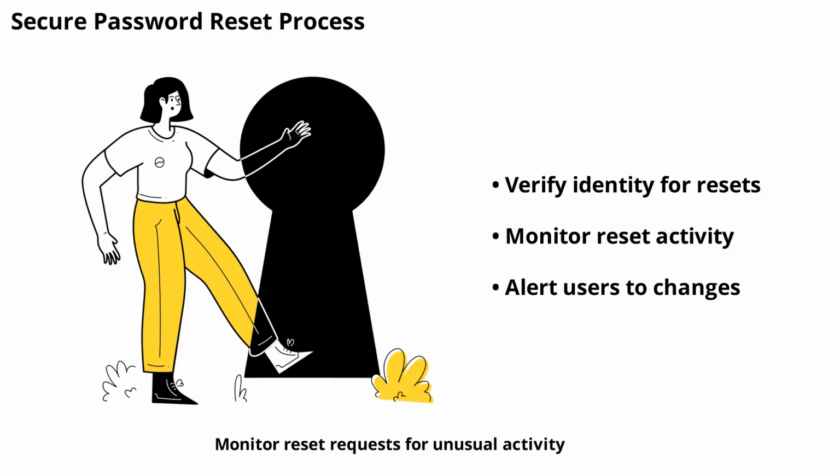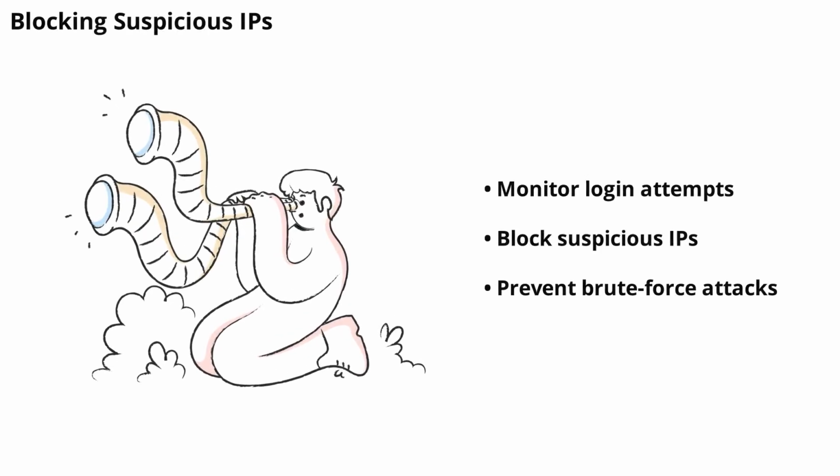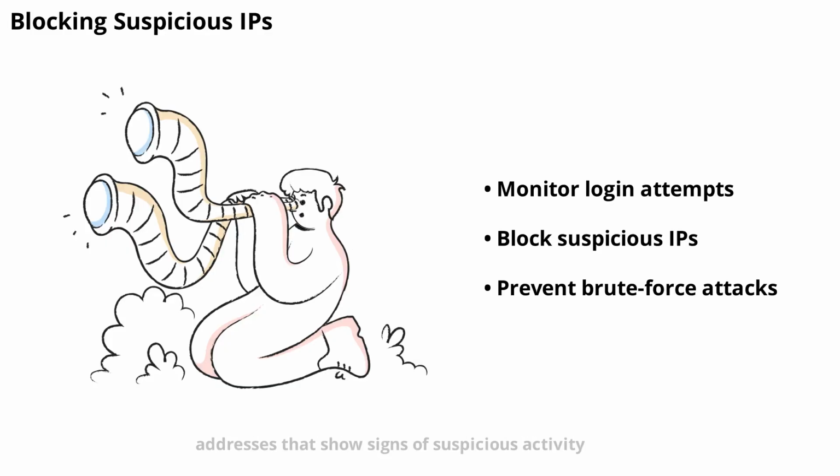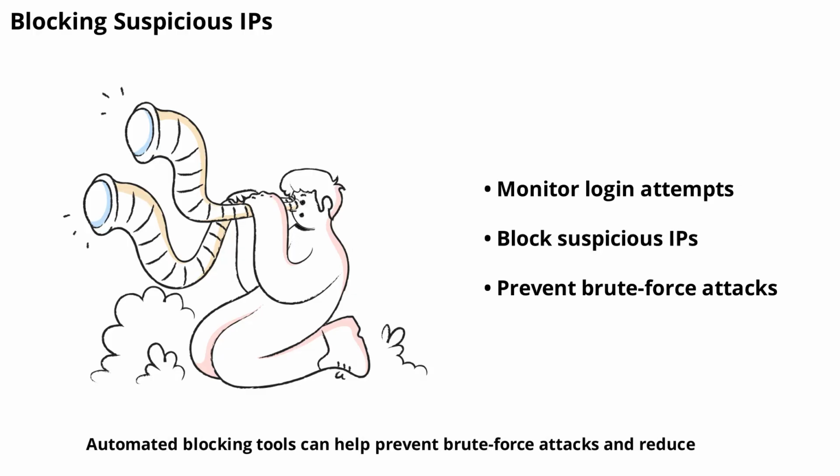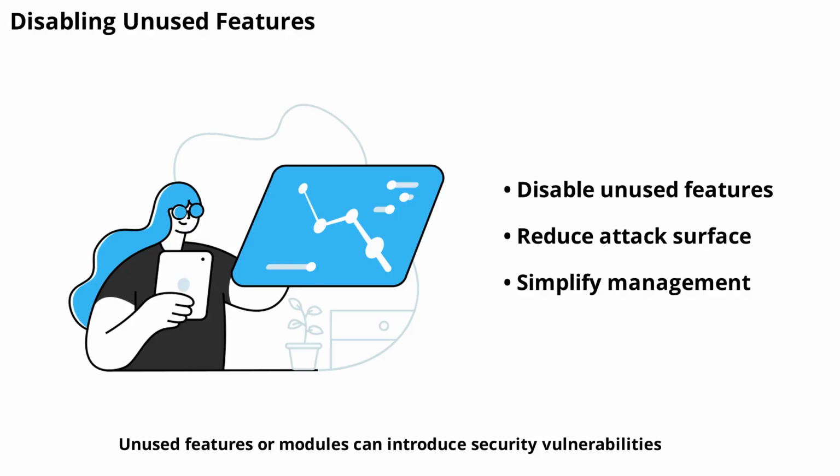Monitor reset requests for unusual activity and alert users to any changes. This helps ensure only authorized users can reset their credentials. Monitor login attempts and block IP addresses that show signs of suspicious activity, such as repeated failed logins or access from unusual locations. Automated blocking tools can help prevent brute force attacks and reduce the risk of unauthorized access to your customer support software.